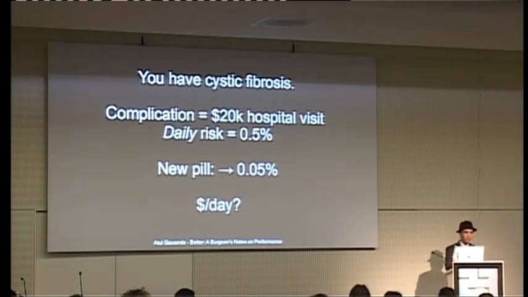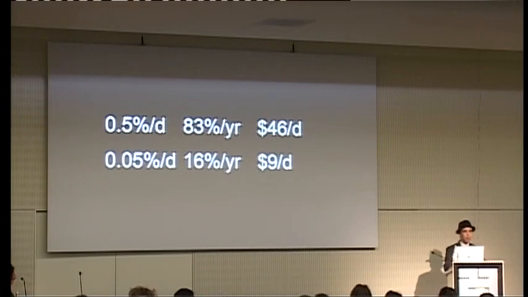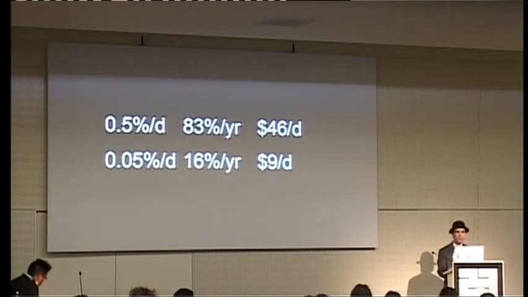So it does have a precise answer. And this is the answer. 0.5% per day is a massive, massive risk. That is 83% chance per year that you will be in the hospital, as opposed to 16%. That pill is worth about $40 a day.